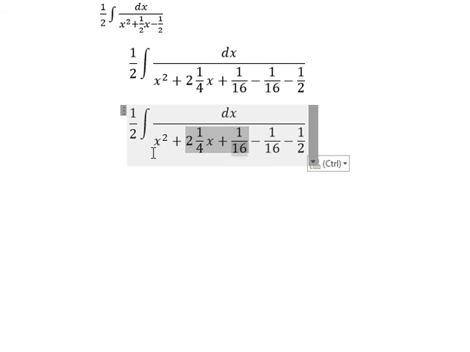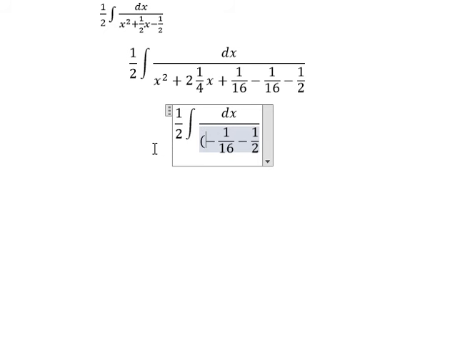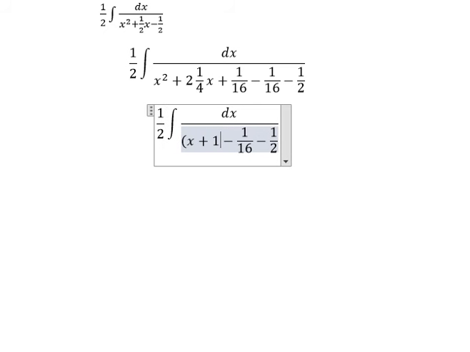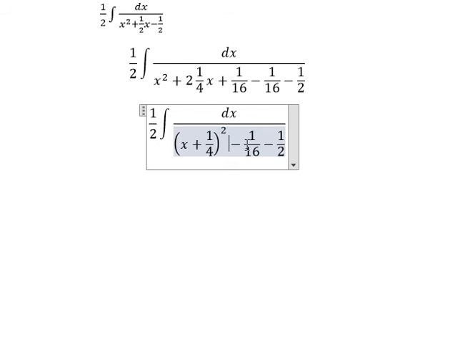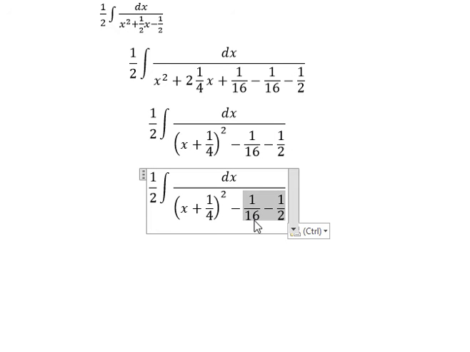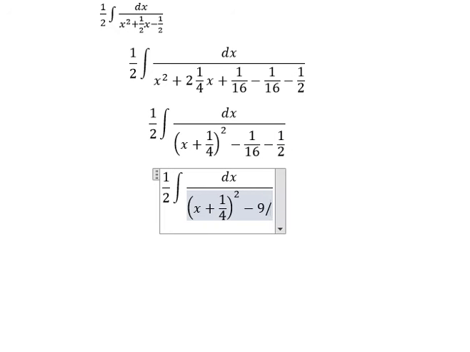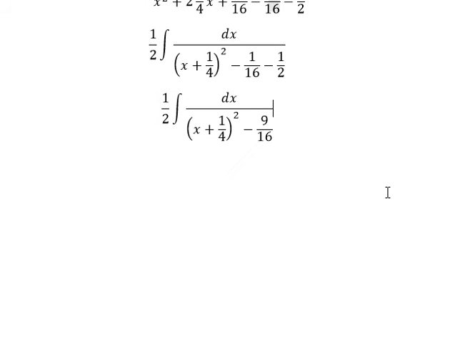It should be like this. That's x plus 1 over 4 to the power of 2. Now we have negative 1 over 16 minus 1 over 2, so you will get negative 9 over 16. Now we can use integration by substitution.